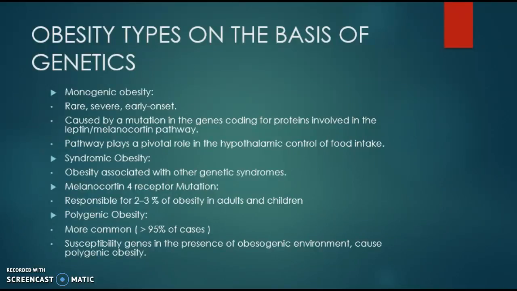Coming to the obesity types on the basis of genetics, we have monogenic obesity, that is rare, severe, and early onset. It is caused by a mutation in the genes coding for proteins involved in the leptin-melanocortin pathway. This pathway plays a pivotal role in the hypothalamic control of food intake. We have syndromic obesity, which is associated with other genetic syndromes, melanocortin 4 receptor mutation related obesity, which is responsible for 2 to 3% of obesity in adults and children, and then polygenic obesity. That is the most common, making up more than 95% of cases of obesity. The susceptibility genes in the presence of an obesogenic environment cause this type of obesity.